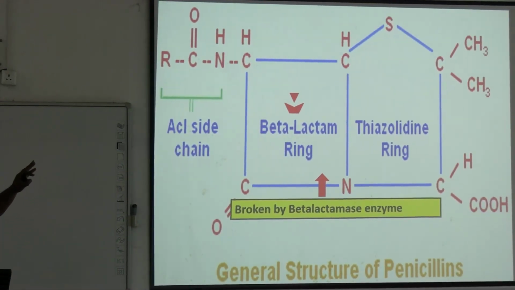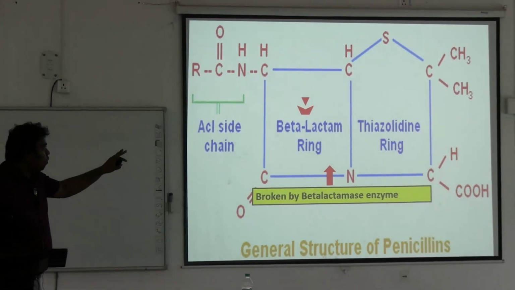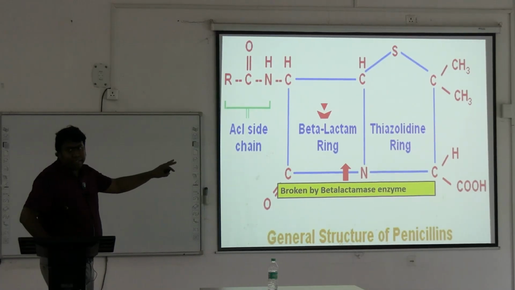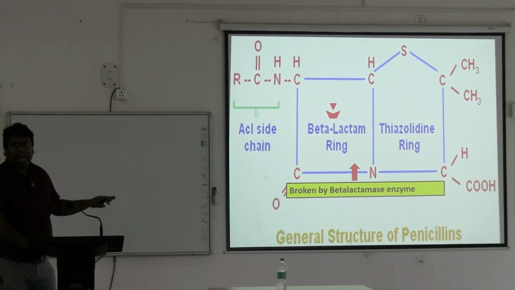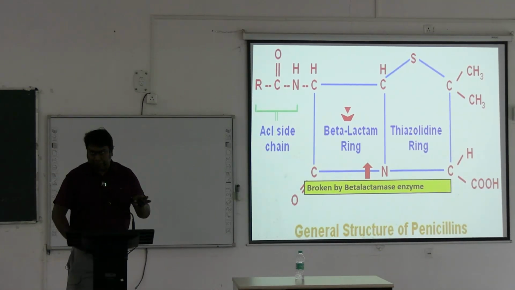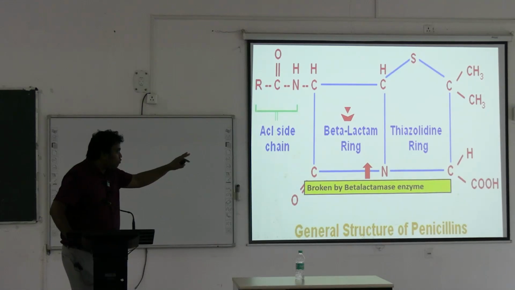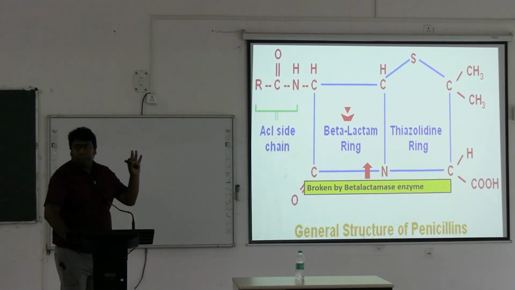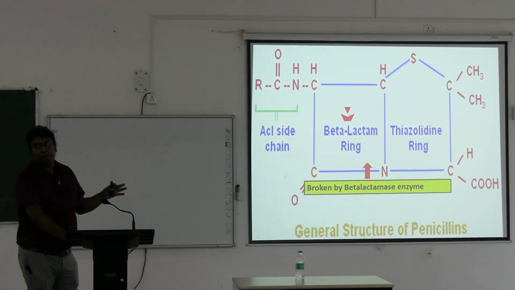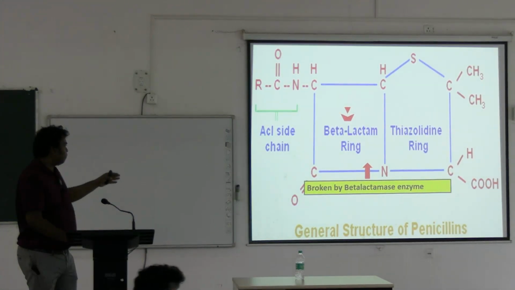So, there are two rings. For beta lactam penicillin, there are two rings. One is the thiazolidine ring and another one is the beta lactam ring. This beta lactam ring is common for all beta lactams, but the other side chain as well as the thiazolidine group are different for different beta lactams. The beta lactam ring is present in penicillin, cephalosporin, carbapenem and monobactam.